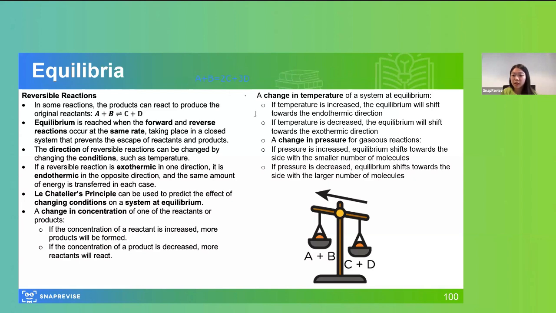If there's an increase in pressure, it's going to shift towards the side with the less number of molecules, less number of moles. So if I increase the pressure, the equilibrium is going to go towards the A plus B side. If I decrease the pressure, it's going to go towards the side with more molecules, the 2C plus 3D side. I'm hoping that is clear.